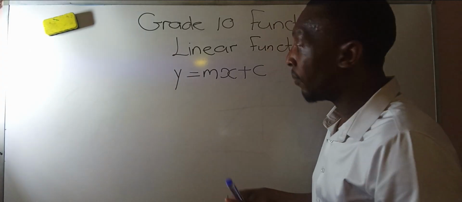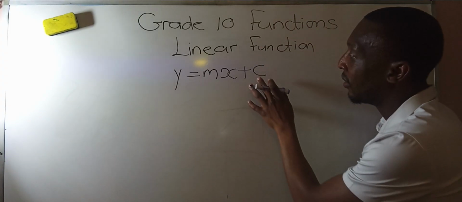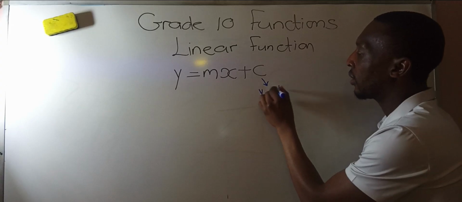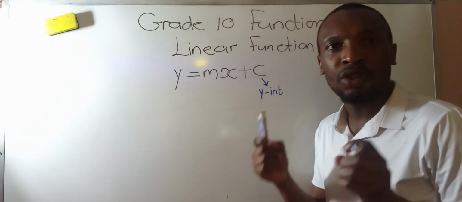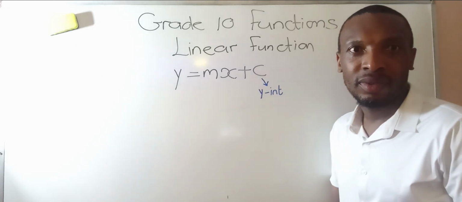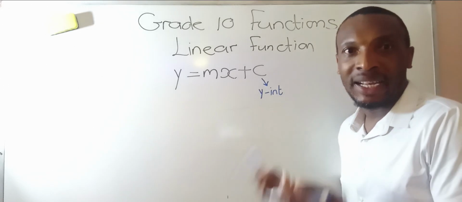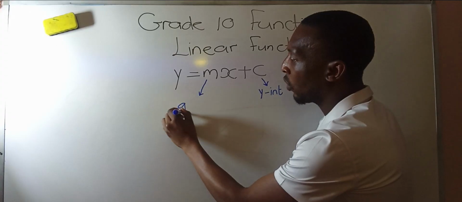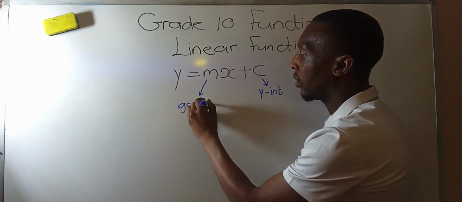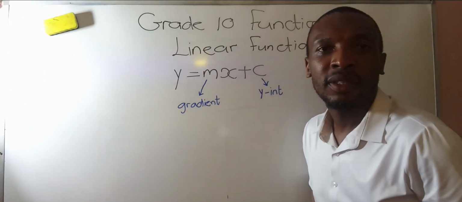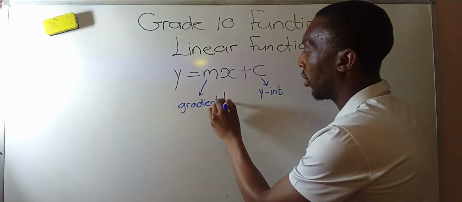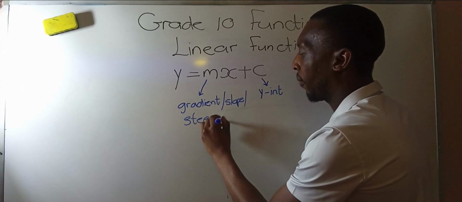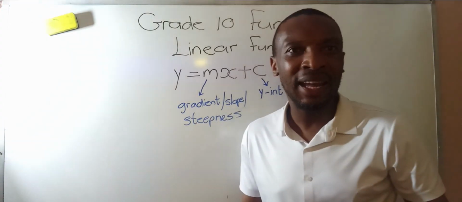So what do each of these mean? Let's begin with the c. All that the c represents is the y-intercept. That is, where does this graph cut the y-axis? So it's the number where the graph cuts the y-axis. This one here is what we call the gradient. You can also call it the slope, or you can say it's the steepness. It tells you how steep the line is.